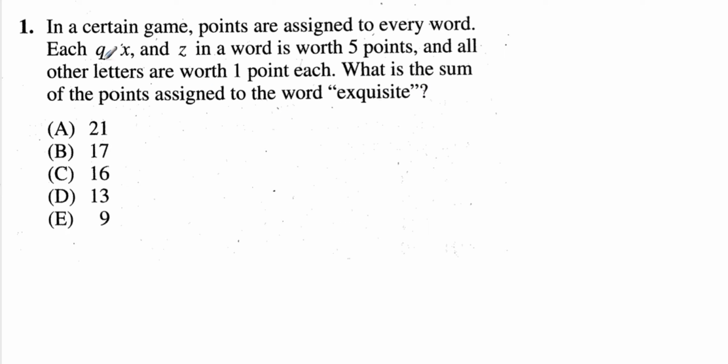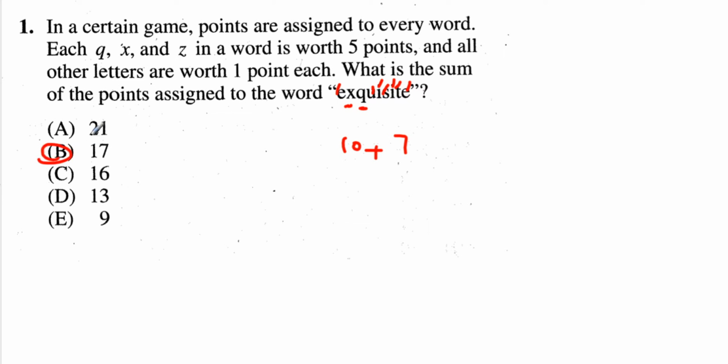So here, I'm looking for Q, X, Z. Q is here. X is here. Q, X, Z. Q, X, and that's it. That's all I have. And everything else is worth 1 point. So I have 10 points here already. And the 1, 2, 3, 4, 5, 6, 7. It's a 7. So when I combine them together, I get 17 points.